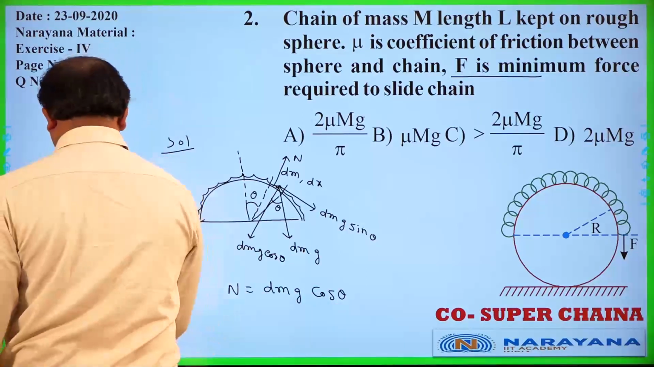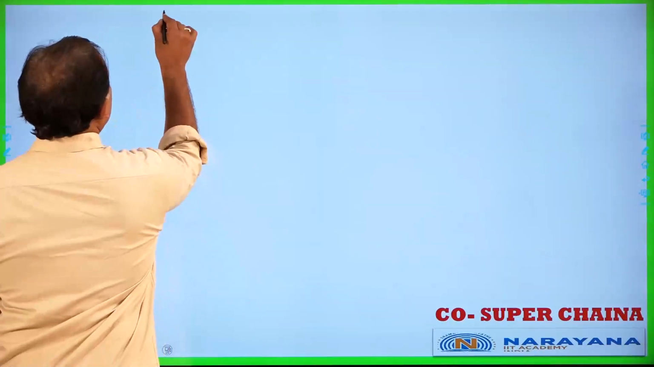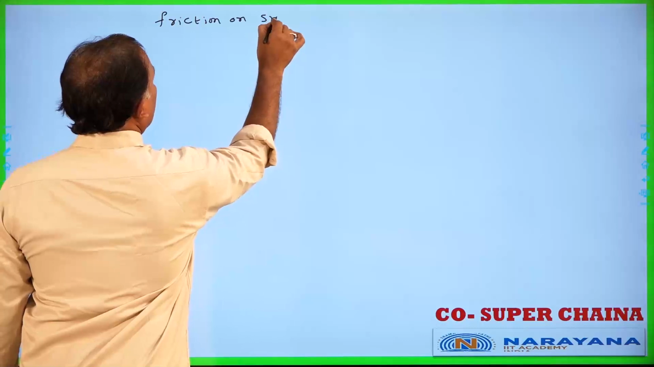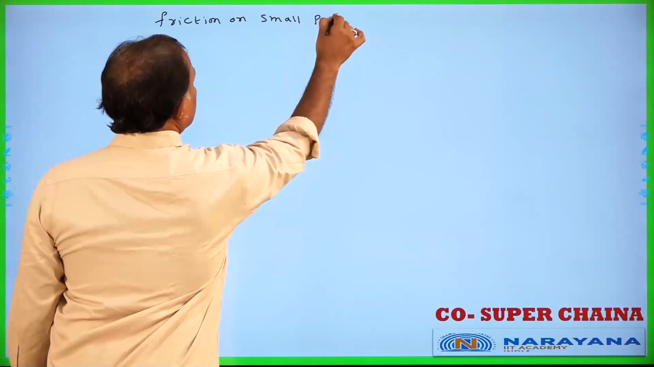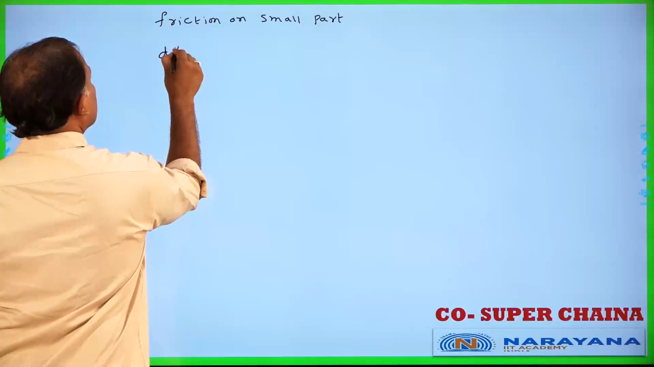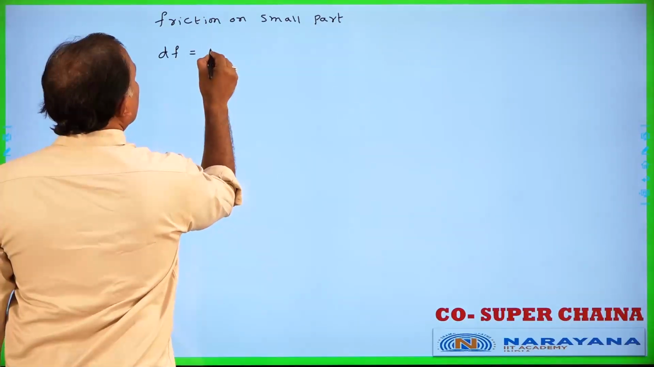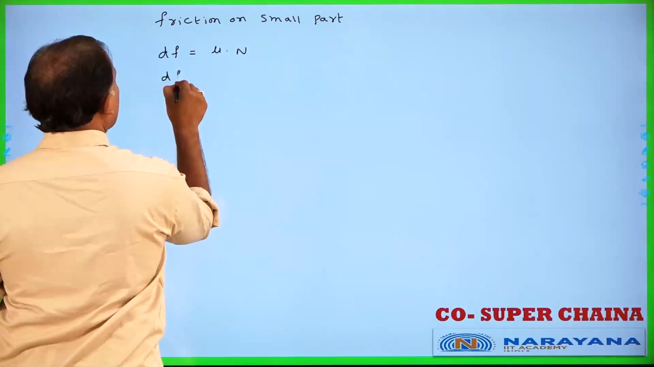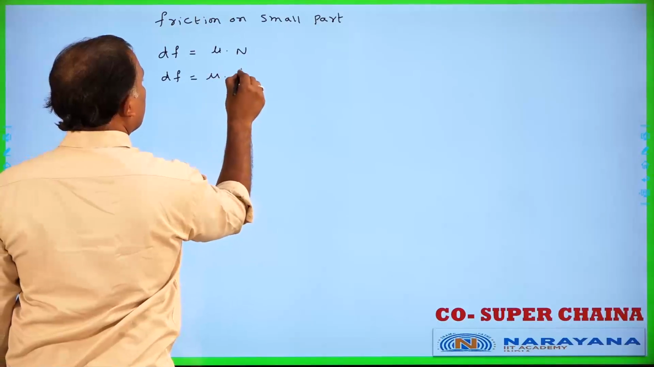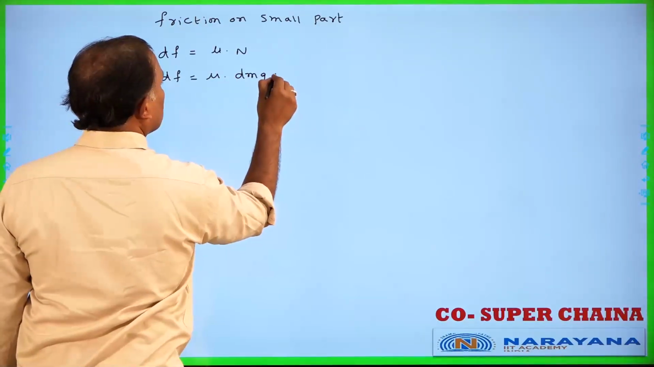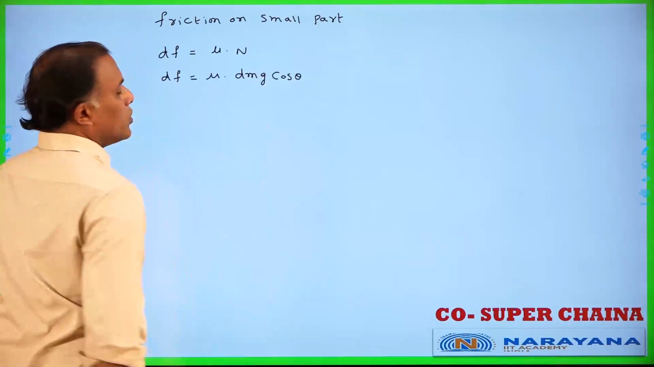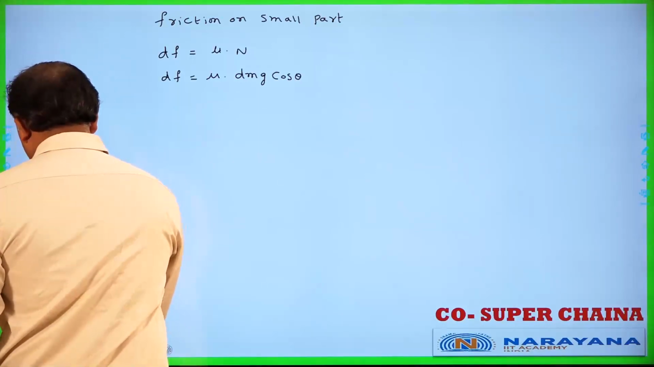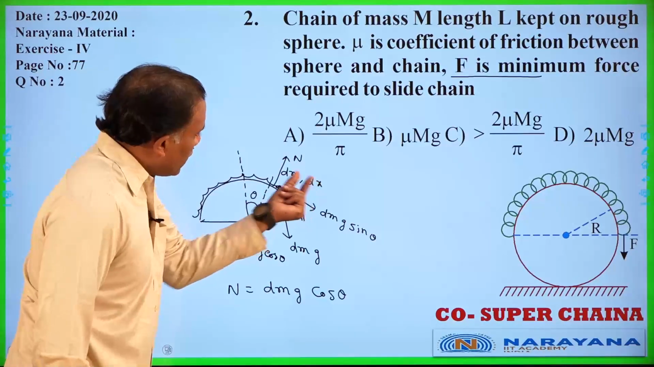The frictional force on that small part element, dF, is equal to mu into N. So dF is equal to mu into N, that is mu dm g cos theta. Now dm is the mass of this small portion, and its length is dx.